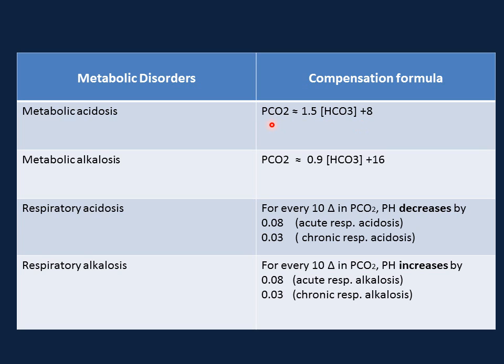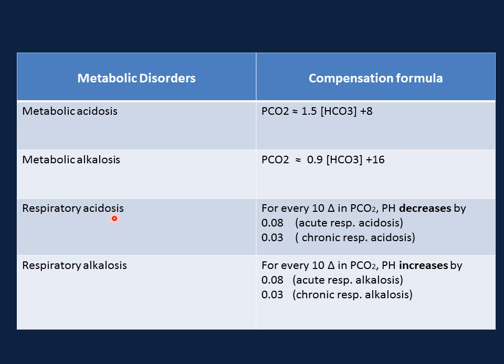So you will be able to use the Winter's formula by checking the appropriate level of the PCO2, which is equal to 1.5 times the bicarb plus 8. And in cases of metabolic alkalosis, you use this formula: PCO2 equals 0.9 times the bicarb plus 16.